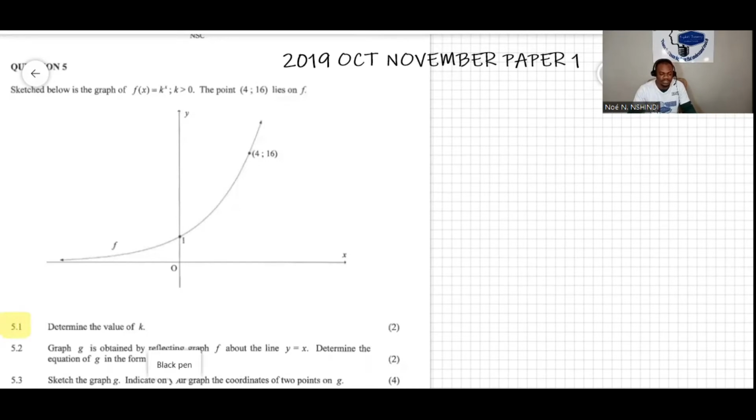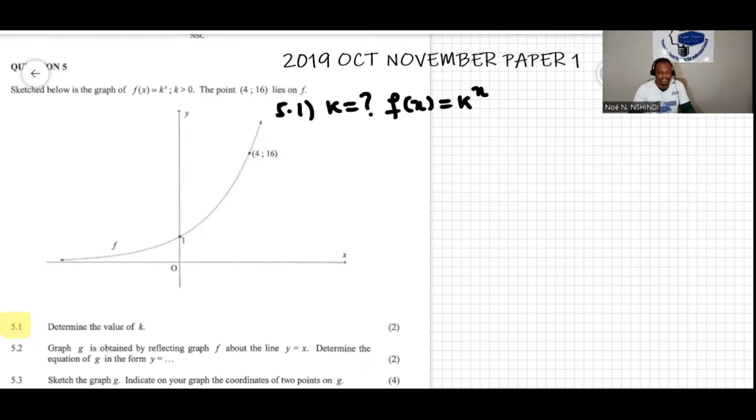Okay, I'm writing my question here. 5.1, we're looking for the value of k. And then f of x is given by k to the power of x. Now, how can we do that?